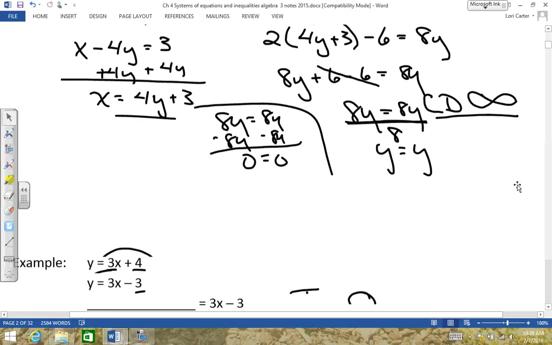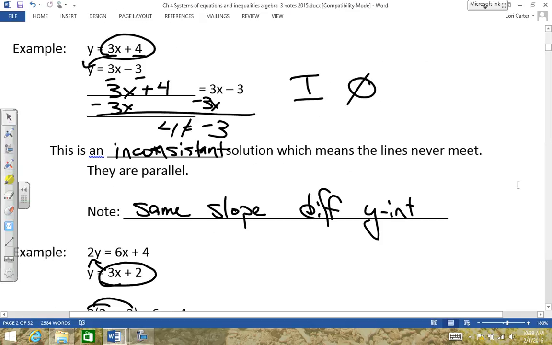May go farther if you want. Here, already done for you. Plug the 3x into the y. 3x plus 4 equals 3x minus 4. Never true. Parallel lines, so they're inconsistent. No solution. Could tell with no work because the same slope, different y-intercept.